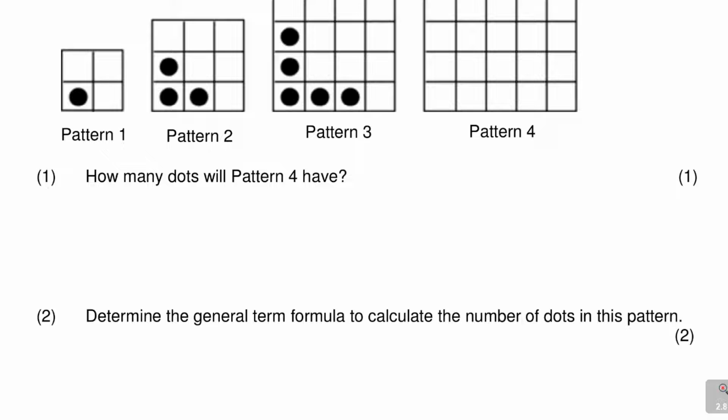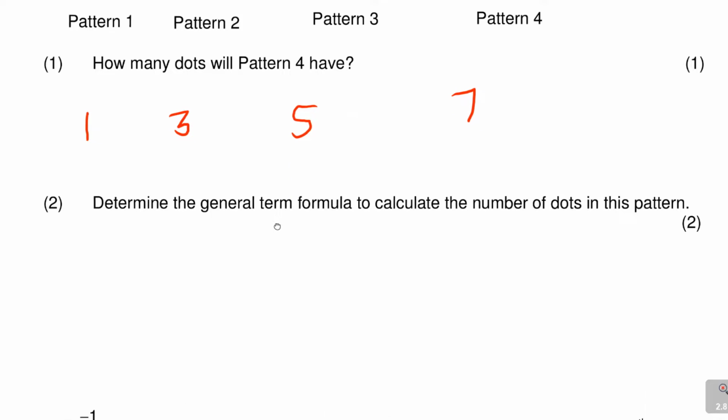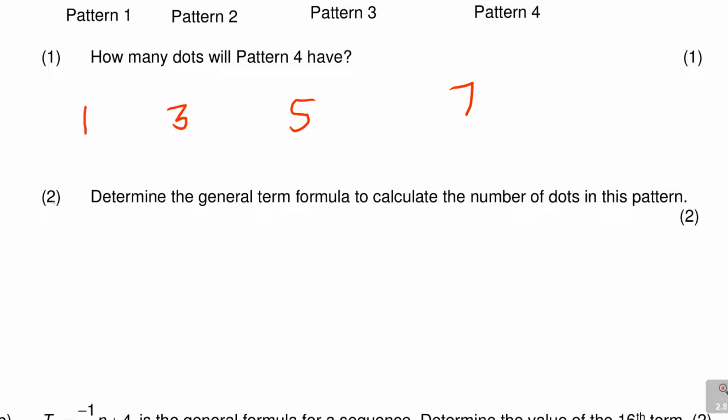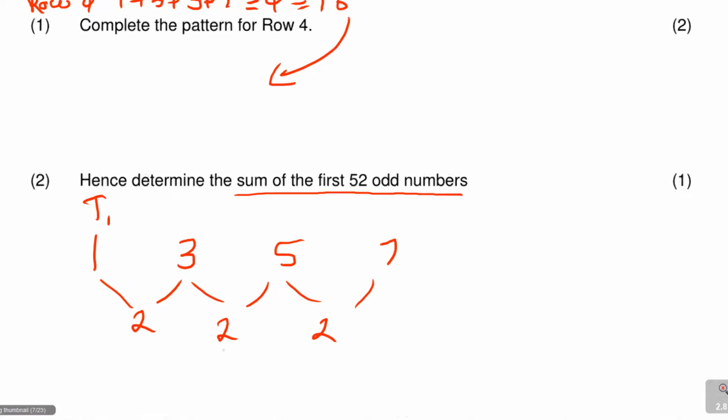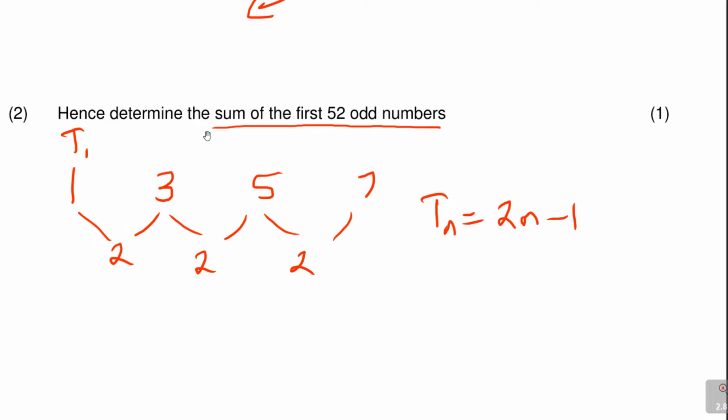Remember, it was 1. There is the formula. And then it was 3, and then it was 5, and then we said this was 7. Still remember. And then we said what was the general term here. We said here Tn was equal to 2n minus 1. Still remember that. So even here, I think it's the same thing. So where we've got our Tn here is equal to 2n minus 1. And then they are saying, hence determine the sum of the first 52 odd numbers.